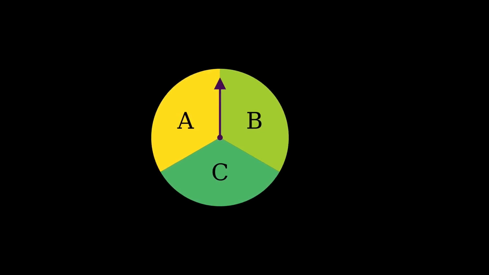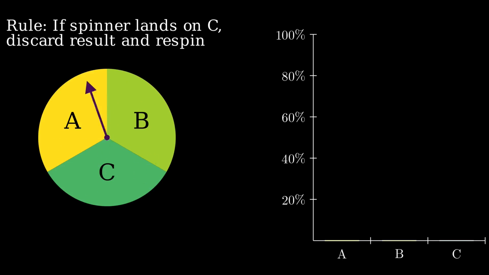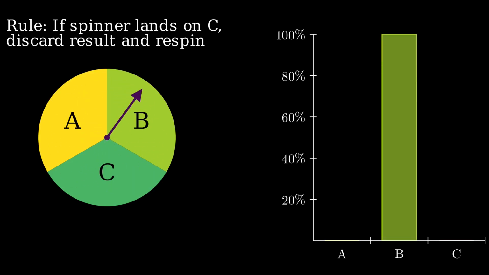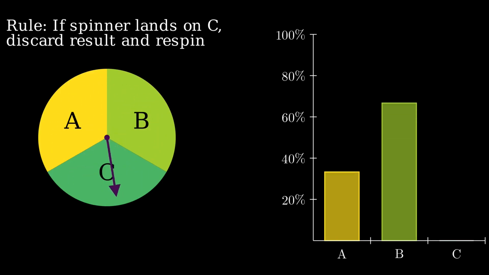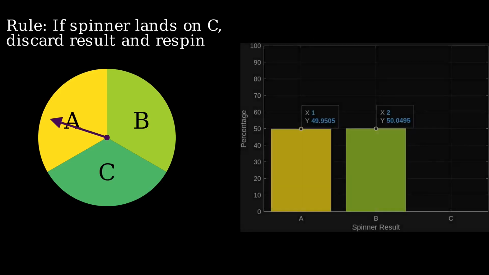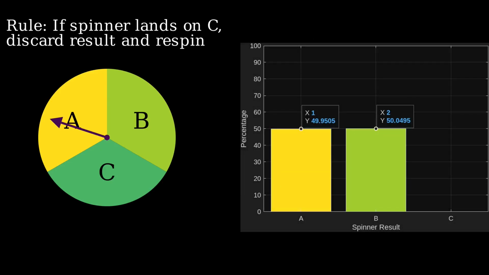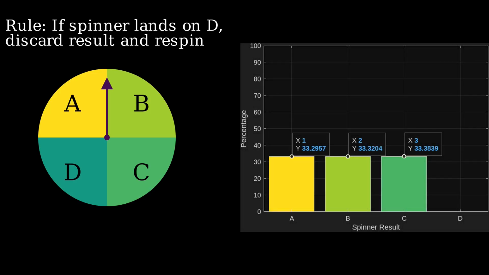Now let's look at a spinner with 3 equally sized sections, and the rule that C results are discarded and respun. On the right are the simulated results of 1 million valid spins. Both A and B are landed on roughly 50% of the time. For a spinner with 4 equally sized sections, A, B, and C are landed on roughly 1/3 of the time.